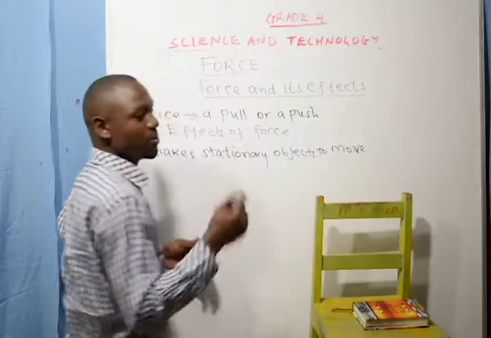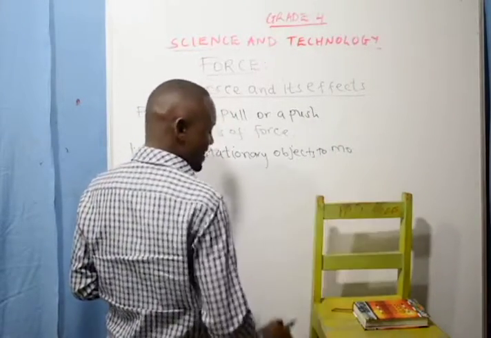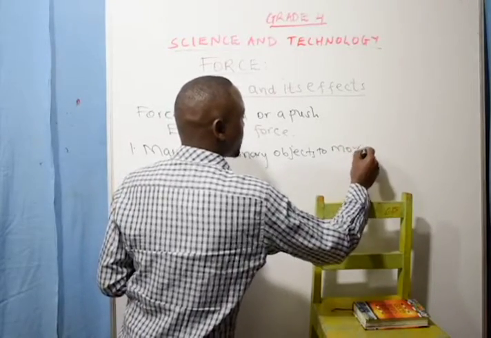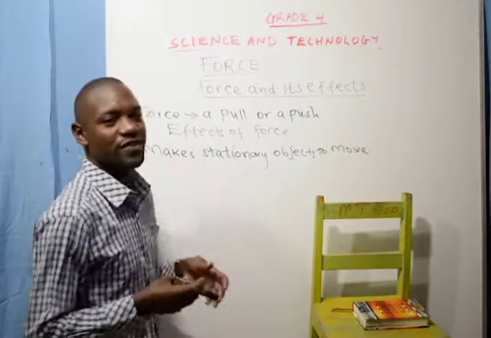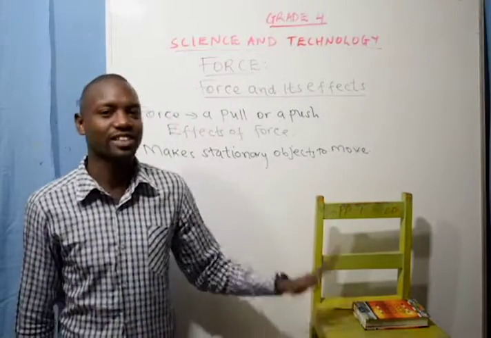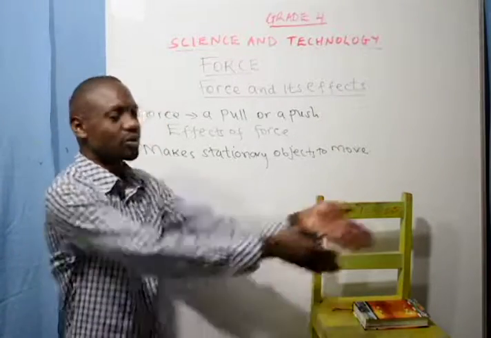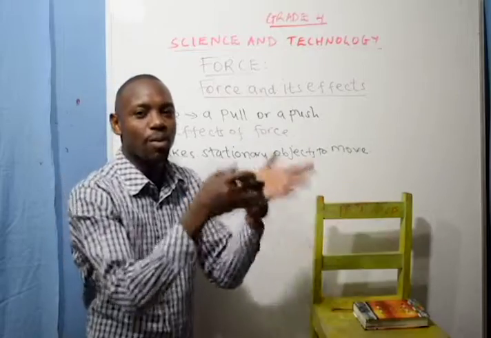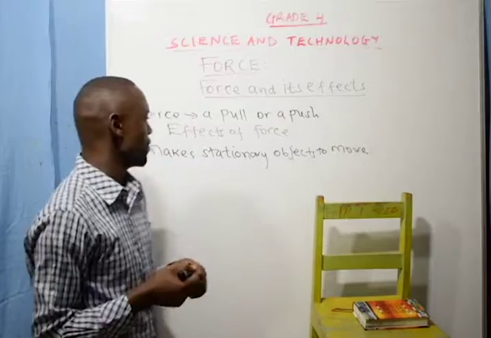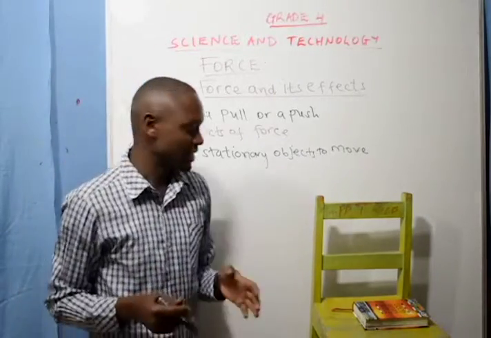When something is moving, according to science, we say it is in motion. Force makes a stationary object move. For example, if you place a ball on the ground, it is not moving. What will happen when you try to kick that ball? The ball will start to roll, meaning it is moving. So force can make a stationary object move, and it can also make moving objects stop.